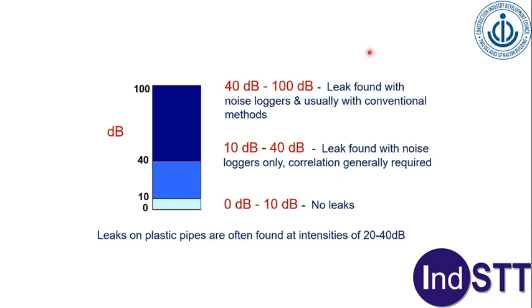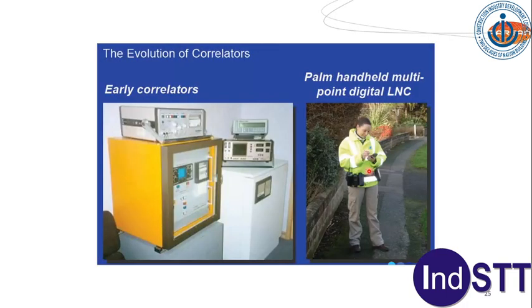Okay. Now there are different levels. 40 dB to 100 dB: leak found with noise loggers and usually with conventional methods. 10 dB to 40 dB: leak found with noise loggers only, correlation generally required. And 0 dB to 10 dB: no leaks. So leaks on plastic pipes are often found at the intensity of 20 to 40. So they can be found only with noise loggers and with correlation requirement.